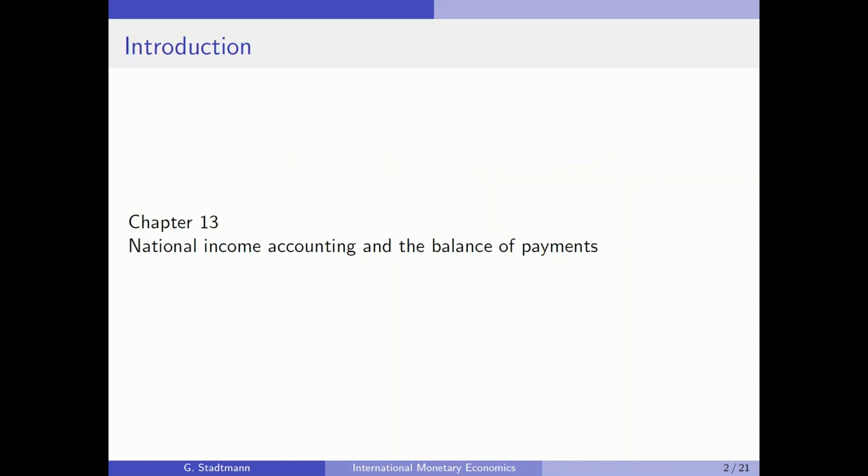So we are in chapter 13, which is the introductory chapter for this part of the textbook. And the overall topic is national income accounting and the balance of payment. So it is an introductory chapter where we try to clarify some terms.